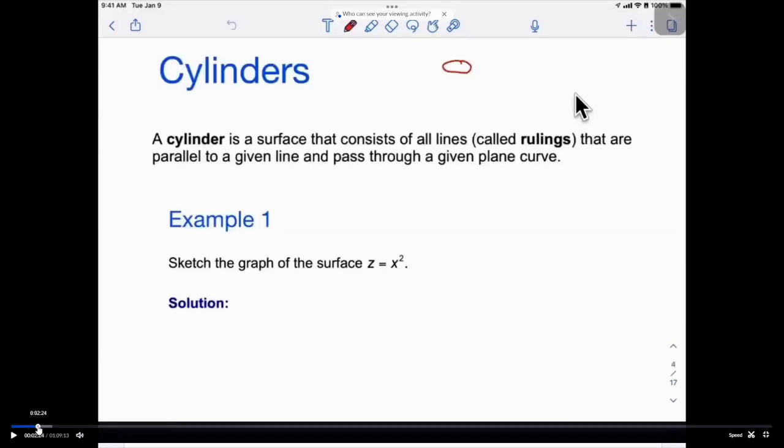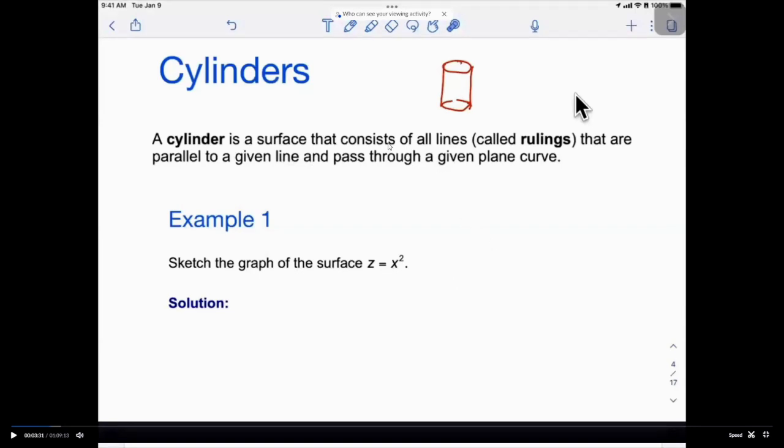Let's take an example. The first example is an example of a cylinder. In the past, you think of a cylinder as looking like this. But today we're going to expand the definition of cylinder. We define a cylinder this way: it's a surface that consists of all lines, called rulings, that are parallel to a given line and pass through a given plane curve.